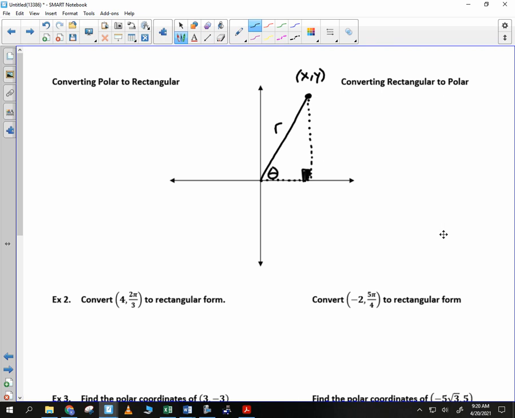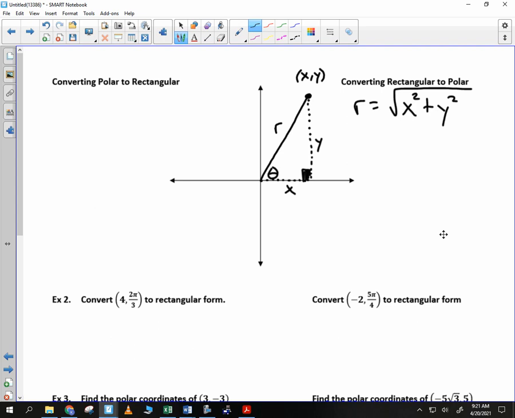Can somebody give me an equation that expresses a relationship between x, y, and r? Yes, x squared plus y squared is r squared. Everybody agreed? Or in other words, r is equal to the square root of x squared plus y squared. This is the third time in a row that you've seen that. We saw it with complex numbers. We saw it with vectors. You see it again with polar.